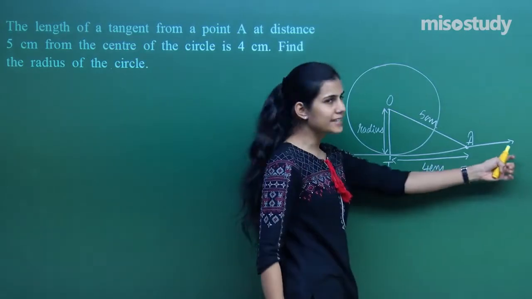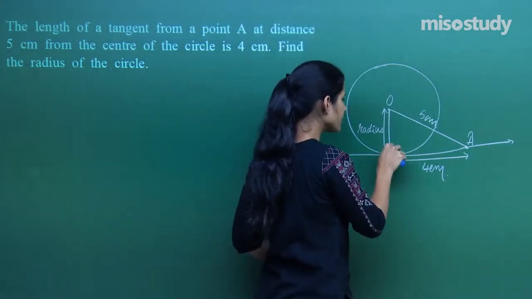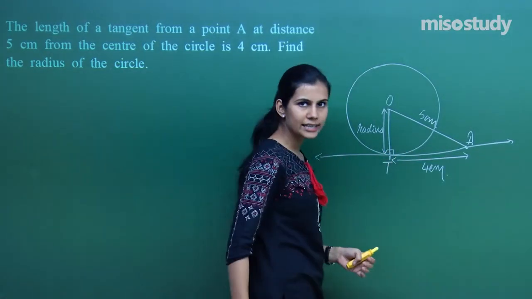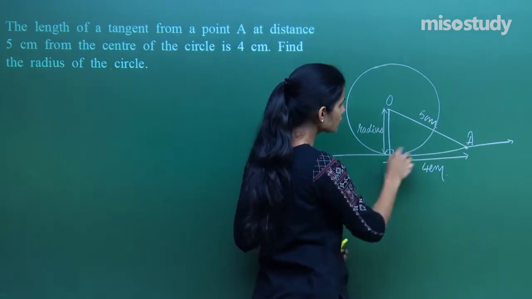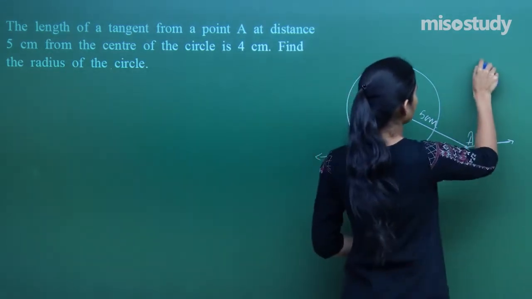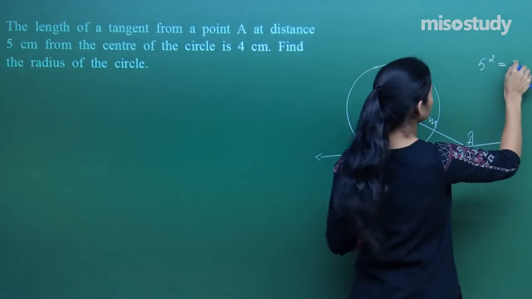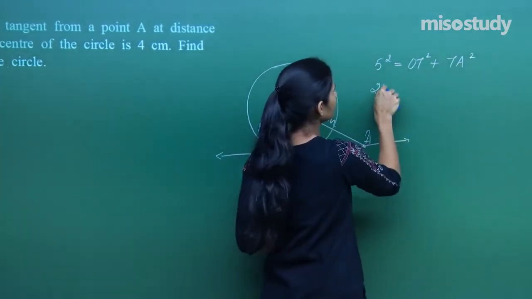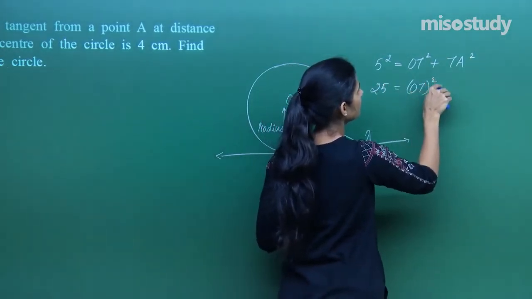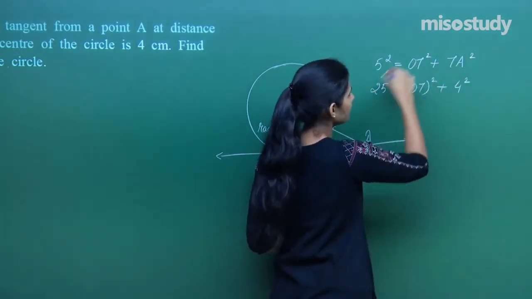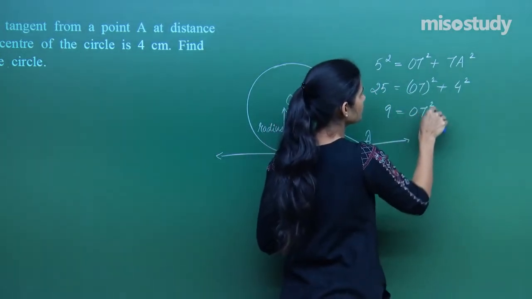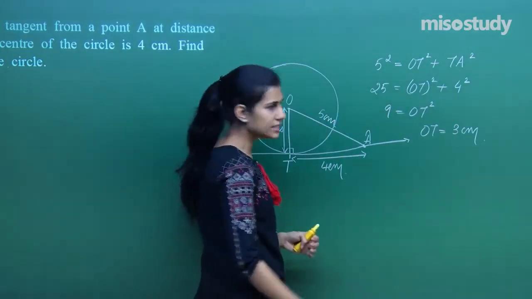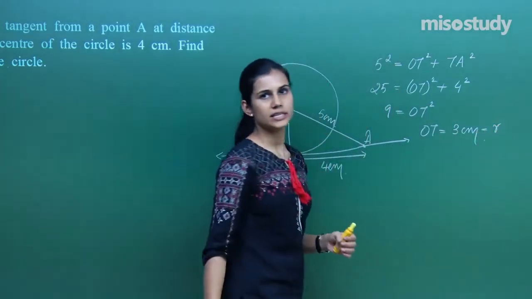The moment this is my tangent line, I know the radius is perpendicular to the tangent through the point of contact, and so this makes triangle OTA a right angled triangle in which I can say hypotenuse square is equal to base square plus perpendicular square. So I will have 5 square equals OT square plus TA square. So this is 25 equals OT square plus 4 square. So you have 25 minus 16, that is 9, is OT square. So OT is 3 centimeters. OT is nothing but your radius. So the radius of the circle is 3 centimeters.